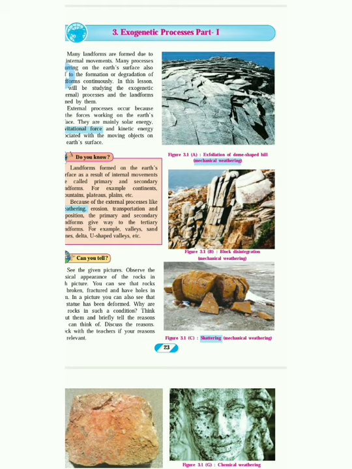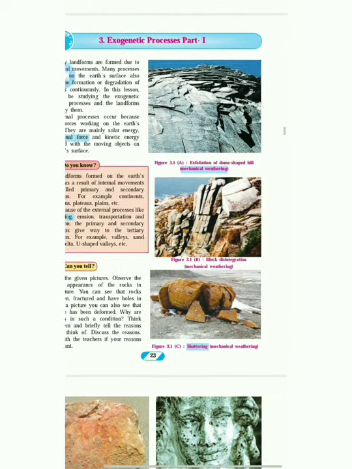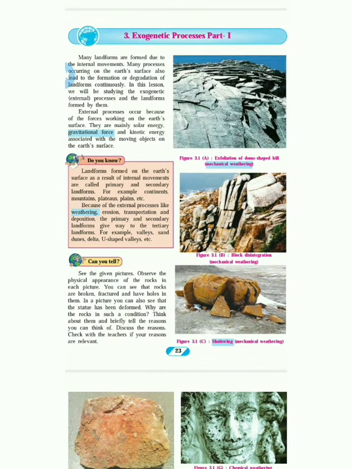some mountains are cracked and fractured. See this in the picture. Now see the given pictures of the physical appearance of the rocks. In each picture you can see the rocks are broken, fractured and have holes in them. In a picture you can also see the statue has been deformed. Why are the rocks in such condition? Think about it and briefly tell us the reason.